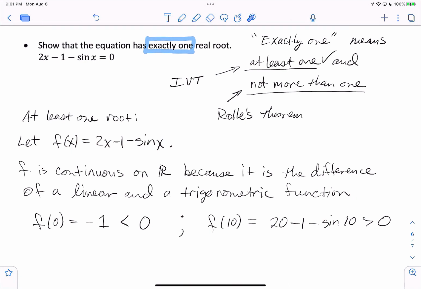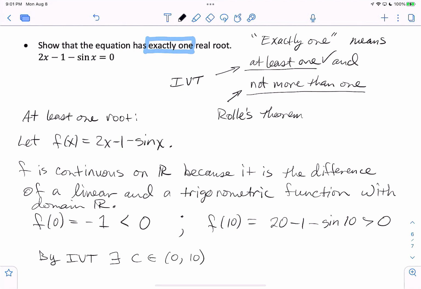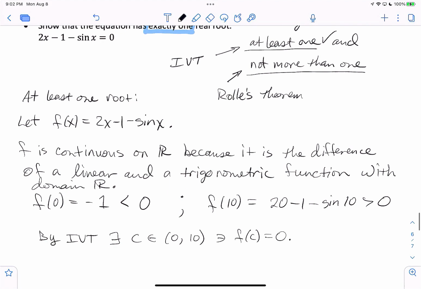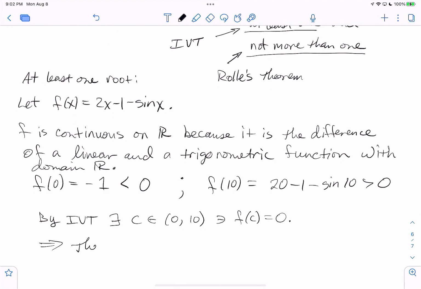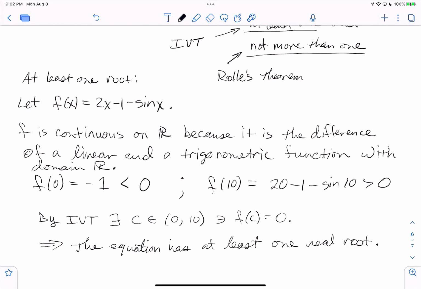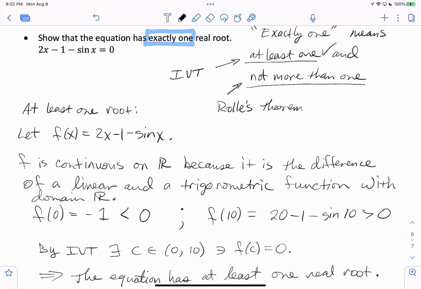I forgot to mention something about the domain of the linear and trigonometric function, in particular the trigonometric function. I should have said with domain R. Remember, 4 out of the 6 trigonometric functions have discontinuities. Now I can draw the conclusion that by the intermediate value theorem, there exists a c in the interval from 0 to 10 such that f of c is equal to 0, which means that the equation has at least one real root. Okay, so that takes care of that part of it.